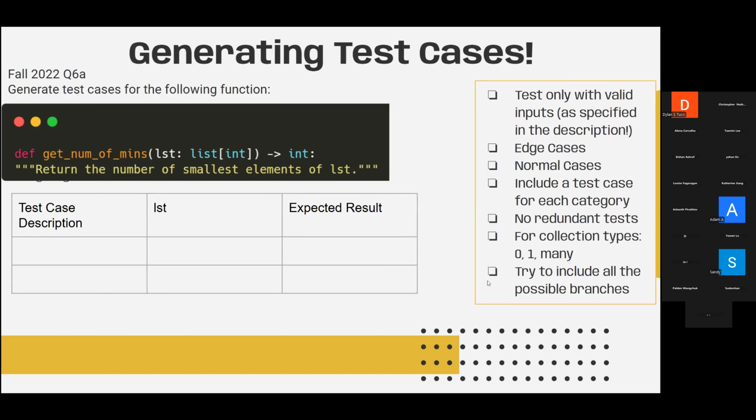So now let's try an example. Let's try to think of some test cases. So we have the function called get number of mins, and this will essentially return the number of smallest elements in the list. So here we have a few hints that we could provide to try to look at this. And I think I will give you guys 5 minutes to try to come up with test cases and make sure that we try to think of a test case for each category and that you guys do not have redundant test cases.